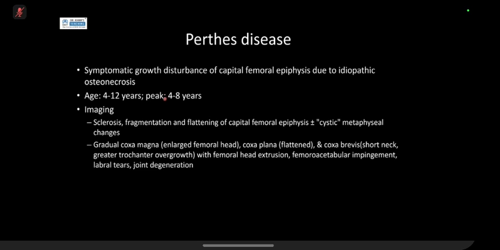Your peak age is always about 4 to 8, so it is often above that of transient synovitis as a cause for a limp or hip pain. So it's older than transient synovitis, because that's kind of below 3, and it's younger than your SUFE, which is really in your adolescent age. So your Perthes or AVN of the femoral head is the one in between.